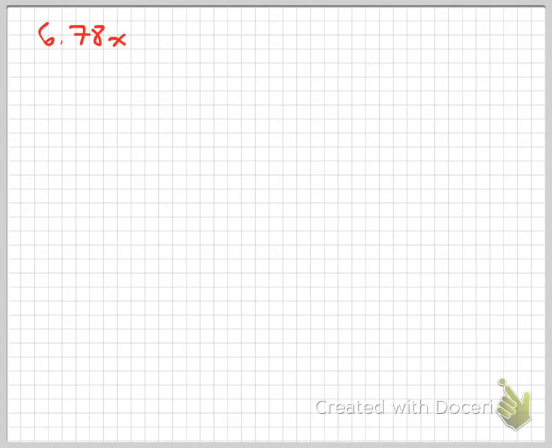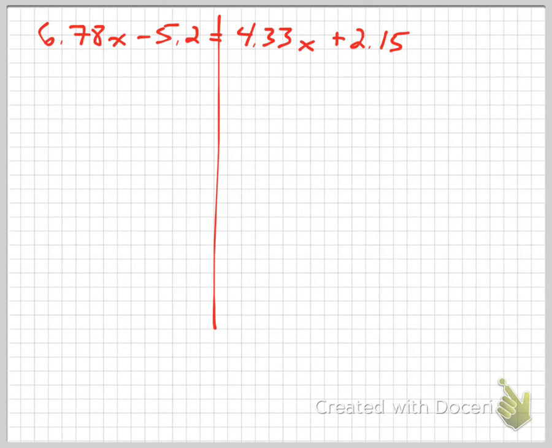6.78x minus 5.2 equals 4.33x plus 2.15. You should use your calculator on this. Eyes up here, you're watching. Line down the equal sign. Is the variable happy? Why not? Not alone, and there's one on each side, right?